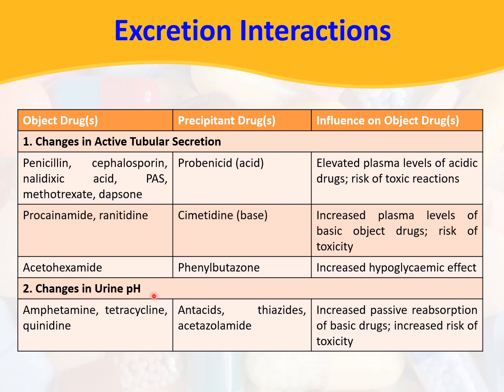Next mechanism is changes in the urine pH. Excretion interactions which occur due to changes in the urine pH. Whenever antacids, thiazides and acetazolamide are taken along with amphetamine, tetracycline and quinidine, increased passive reabsorption of basic drugs occurs and this leads to increased risk of toxicity.